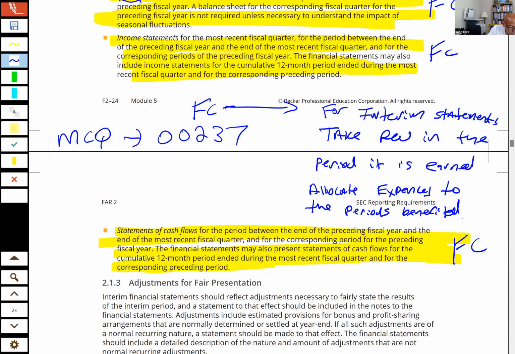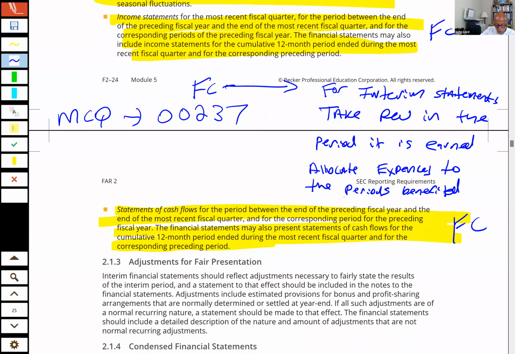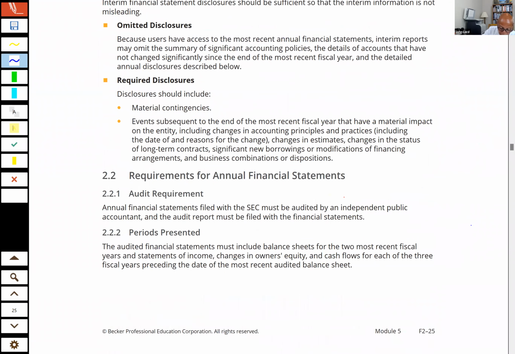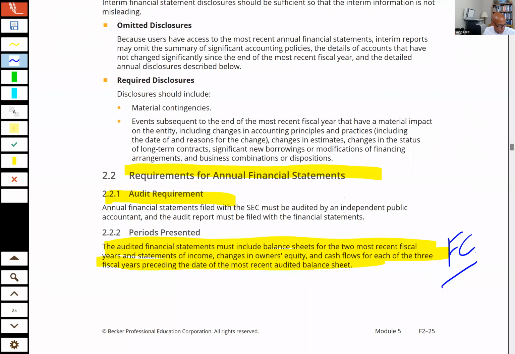Okay. Now for the annual financial statements, they need to be audited. I think we already flashcarded that. And the audited financial statements must include a balance sheet for the 2 most recent years, and statement of income and changes in stockholders' equity and cash flows for the 3 fiscal years preceding the date of the most recently audited financial statements. Okay, flashcard that. That's again just one of those rules that you need to be comfortable with.